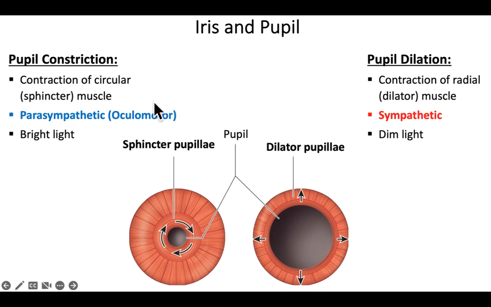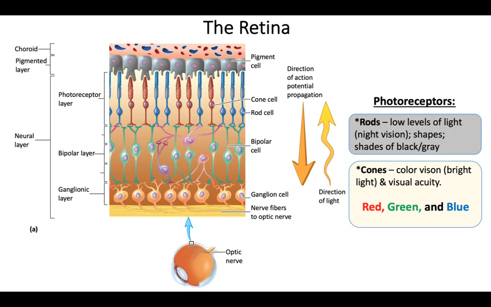Remember, if you have third nerve palsy or an oculomotor problem, it can't constrict the pupil. So the pupil will be kind of stuck dilated. And if you shine a light in it, it would have a hard time constricting. So that's the iris and the pupil.